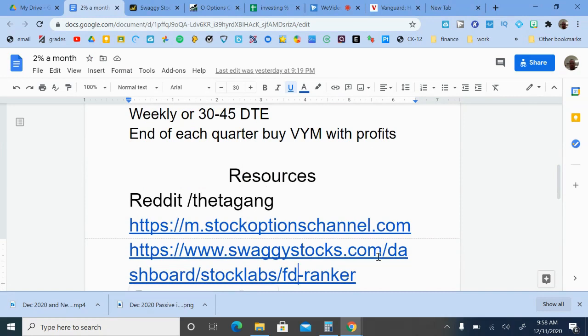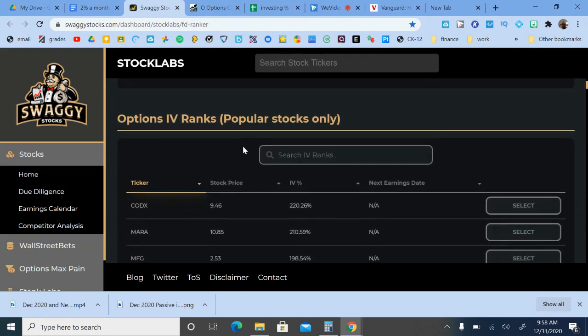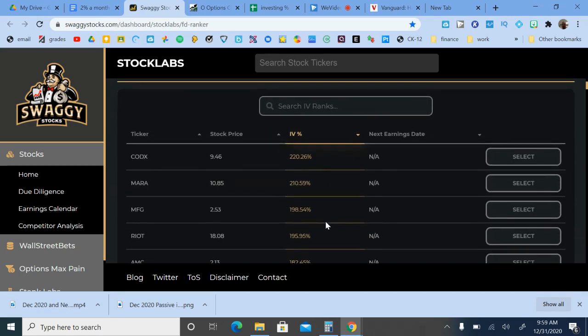Another resource that I've found very good from the Theta Gang is swaggystocks.com. They have an FD ranker. In Swaggy Stocks, they have options with pretty high implied volatilities, so you could go 200% even. And then you could look at stock prices.